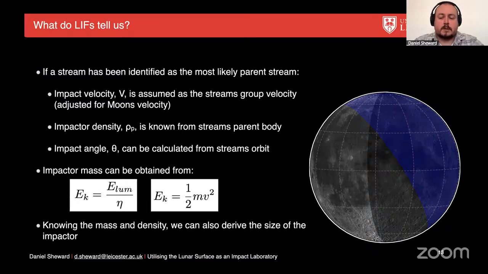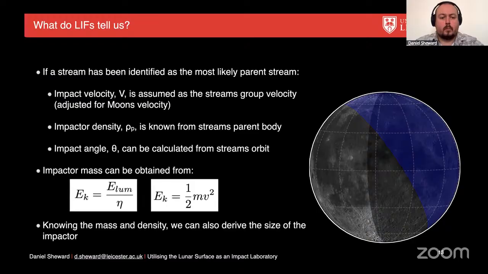So once a stream has been identified as the most likely parent stream, we can take the impact velocity because we know the velocity of the group of meteoroids, and then we can adjust that for the moon's velocity. And we know the impactor density because these are all pieces of a parent body that have been ejected. So if we know that parent body, if we know the composition of that parent body, then we know the composition of all the impactors in its population. And we know the impact angle because we can calculate it just from where the stream is.